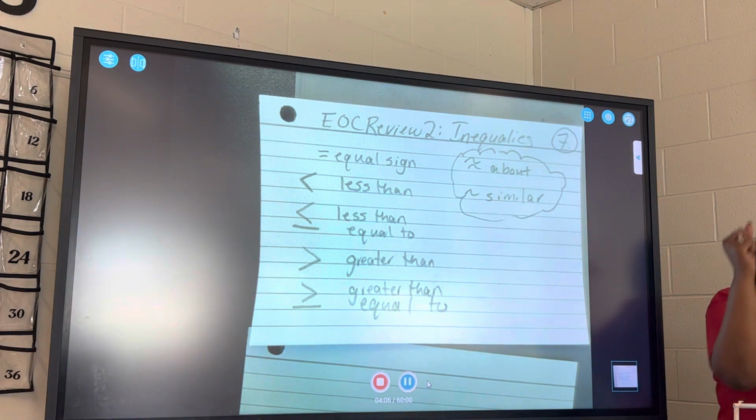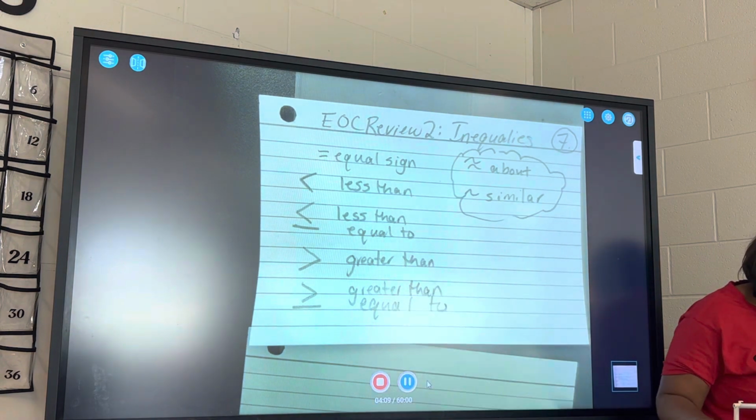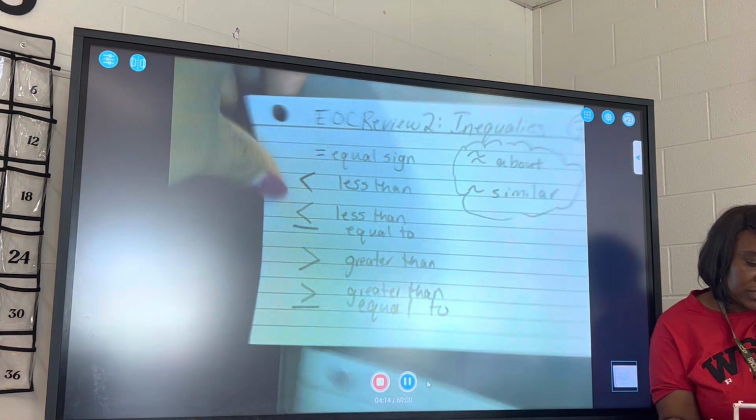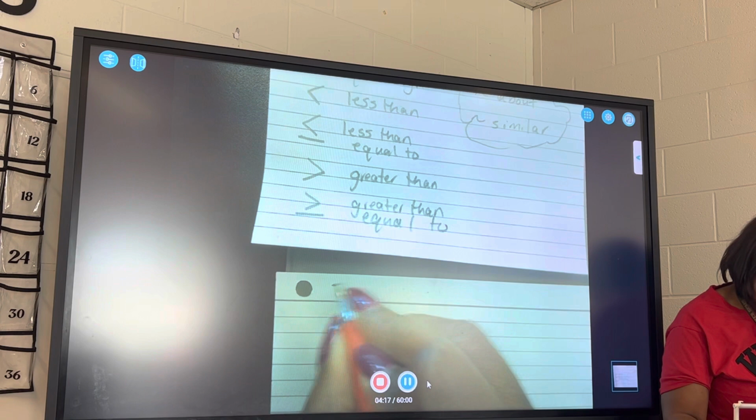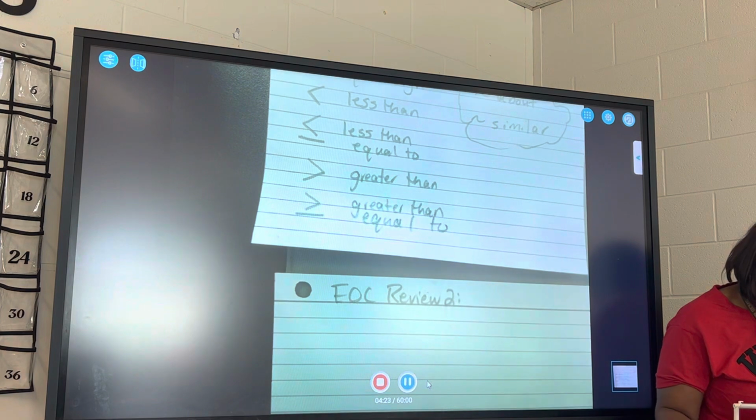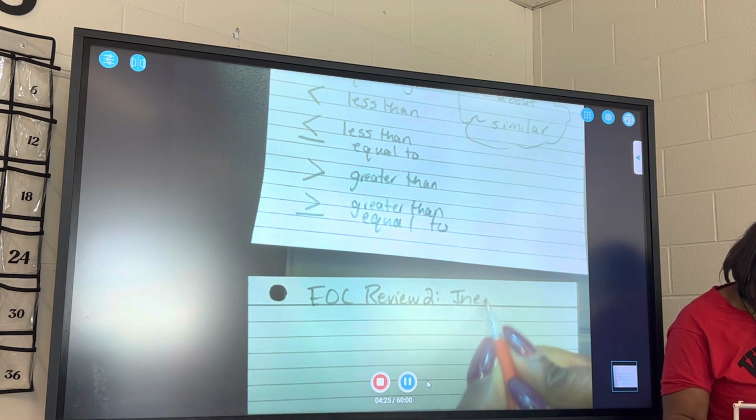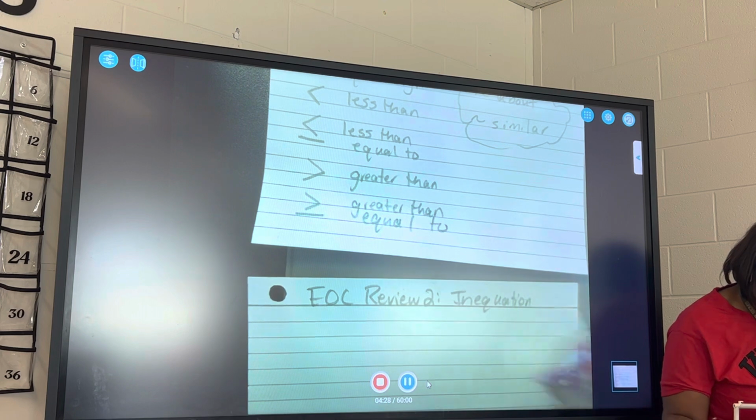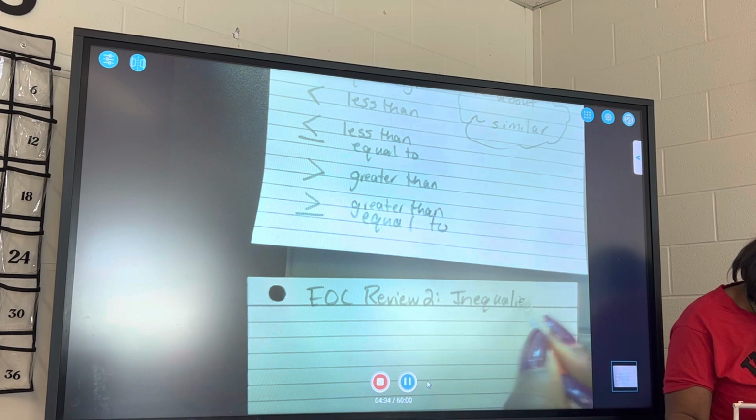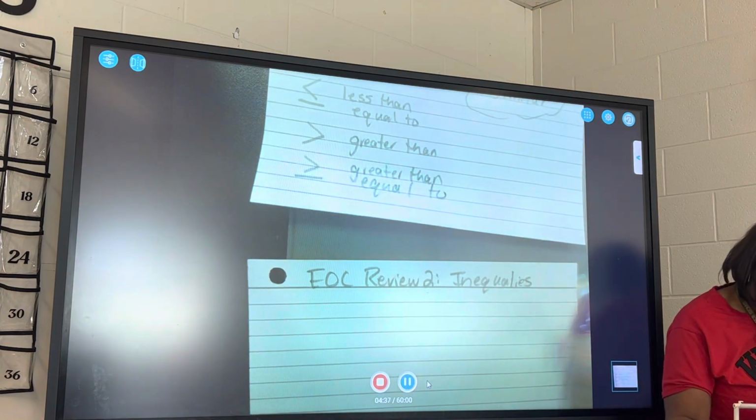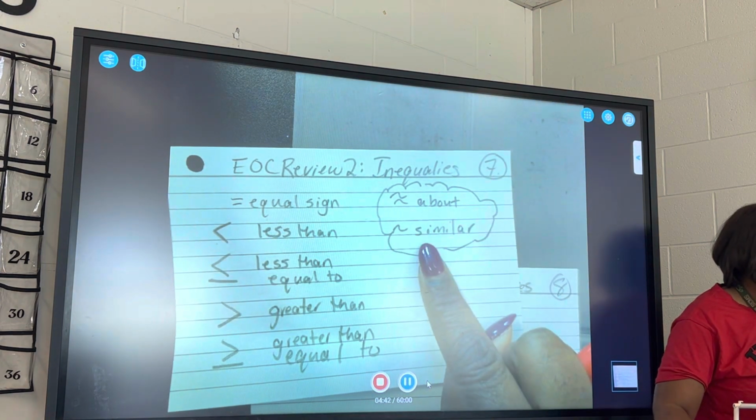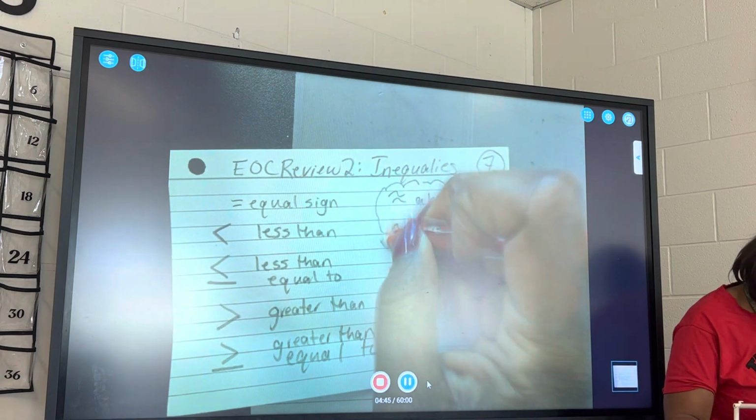Card number 8 is going to be parts of an expression, okay? So we have to know the parts of an expression. This is still EOC review 2, inequalities. This is the section on inequalities, and under this section we're going to do expressions. This is the symbol for about. It's a little symbol right here. It's similar.